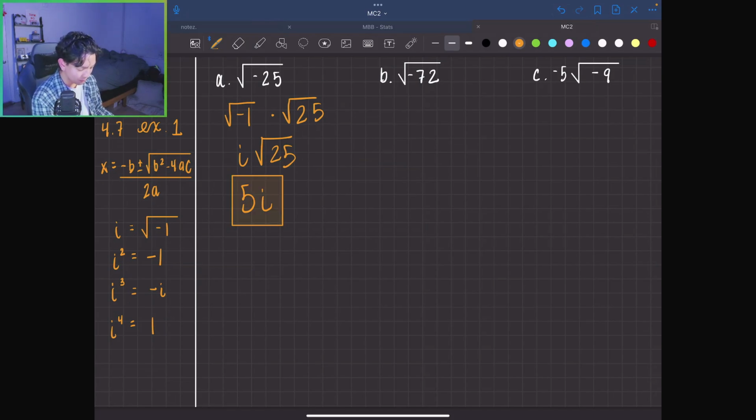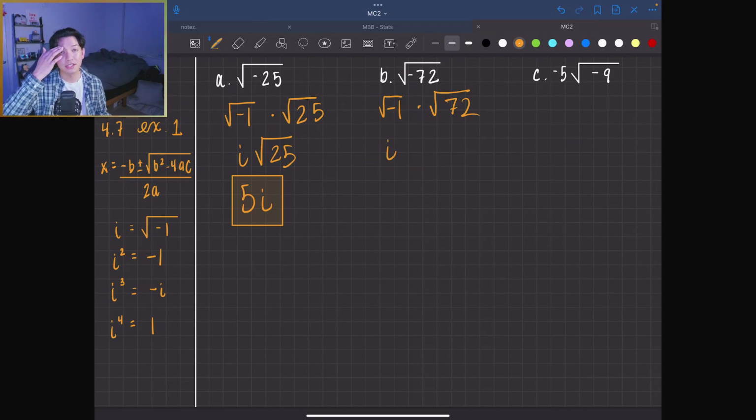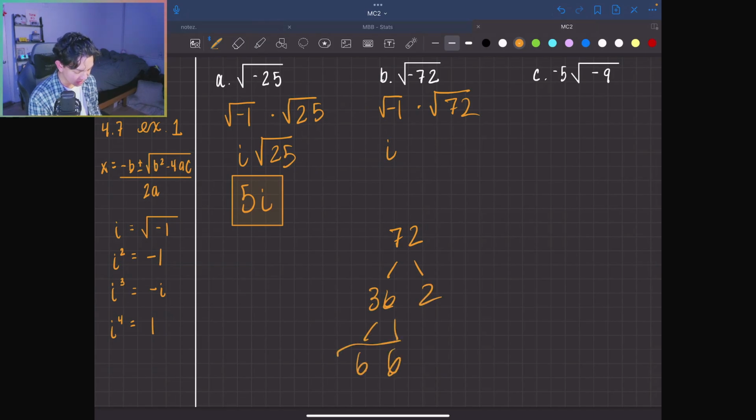Let's try B. For B, we have the square root of -72. This is going to be the same thing as the square root of -1 times the square root of 72. We can now convert the square root of -1 to i, and then let's simplify this square root of 72. For 72, you want to think of what is a perfect square that can be multiplied into 72. I know that half of 72 is 36, and 36 happens to be a perfect square. So I have 36 and 2.